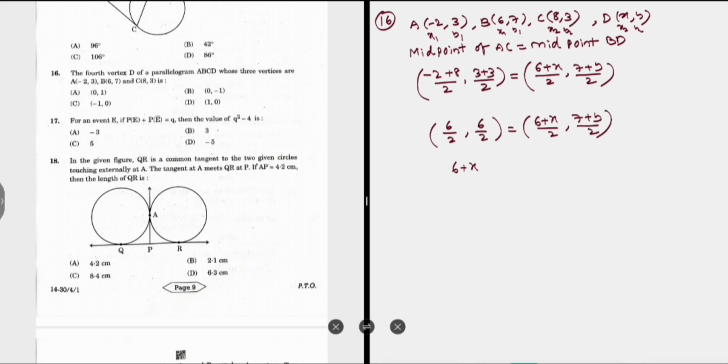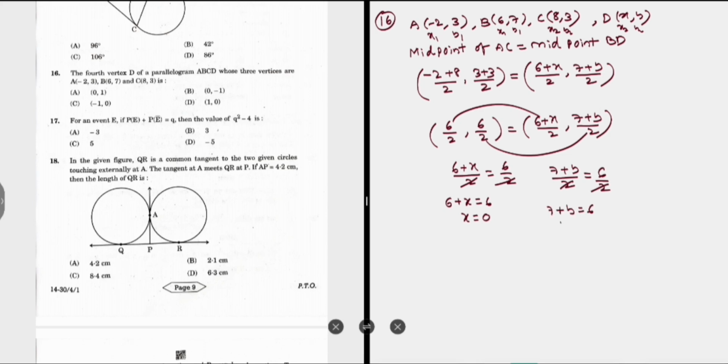So that means what? 6 plus x by 2 is equal to 6 by 2. The 2s cancel. These two must be equated and these two must be equated. So by this what we get? 6 plus x is equal to 6. x is equal to 6 minus 6, 0. Similarly, 7 plus y by 2 is equal to 6 by 2. The 2s cancel. 7 plus y is equal to 6. y is equal to 6 minus 7. y is equal to minus 1.